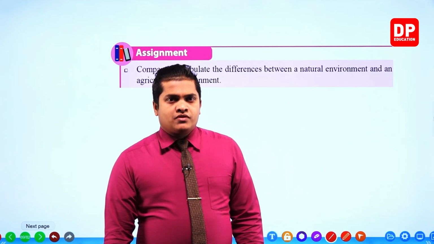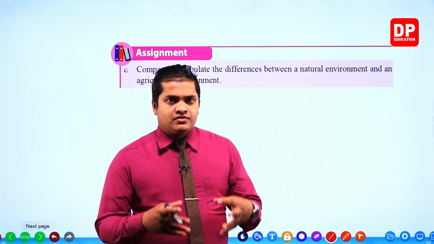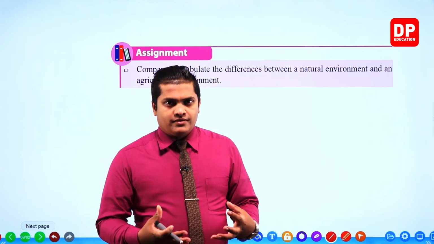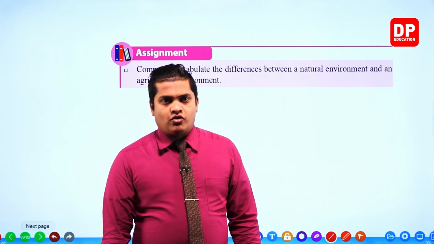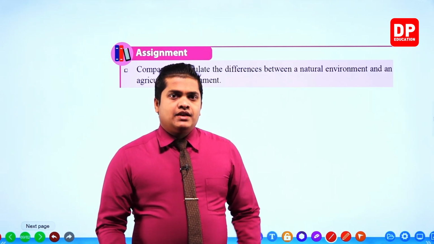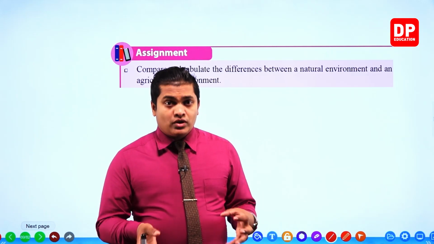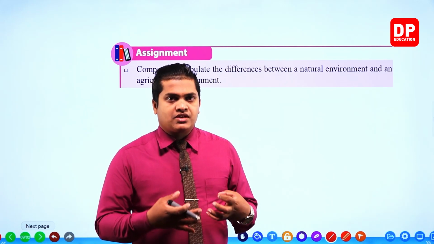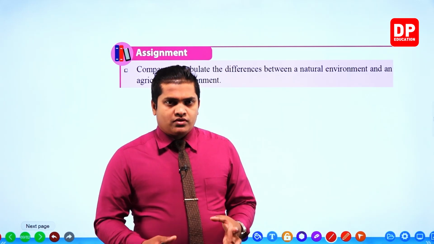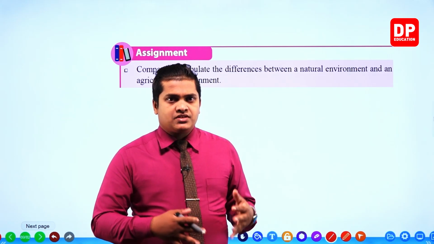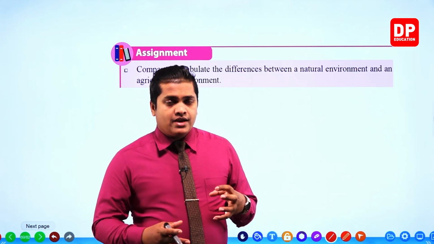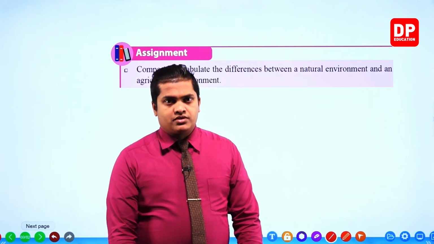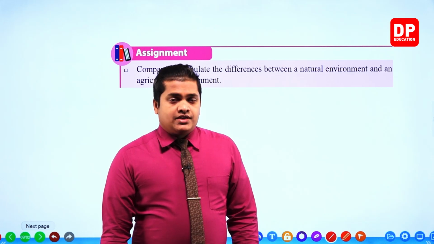Then my dear children, most of the time in agricultural environments, we can observe plants and animals which humans can control. However, in natural terrestrial environments, we can observe some types of animals which we can control, but most of the animals found in those environments are types of organisms which cannot be controlled by humans. So that is another difference.